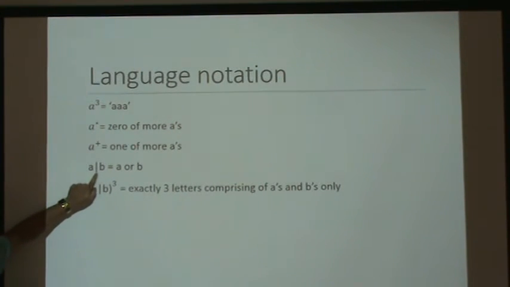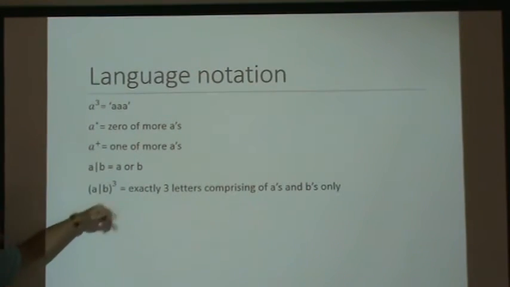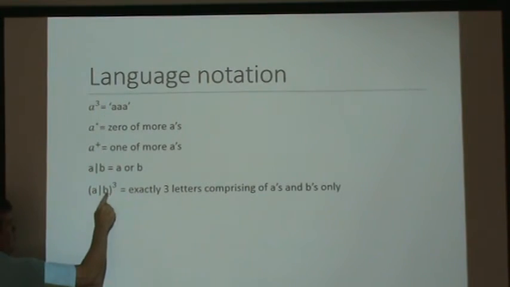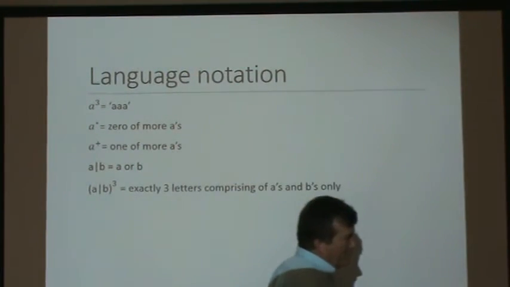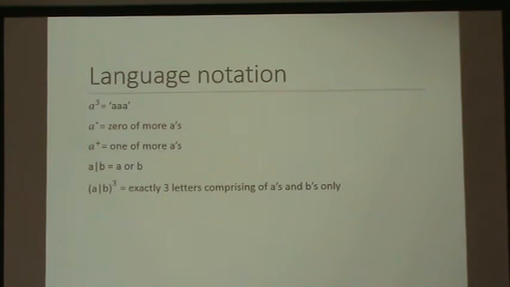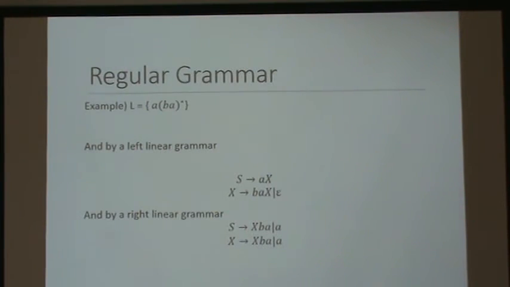We could use the or symbol, so this means that the next letter to appear in your word is either A or B. So then we could put brackets around A or B and put a 3 up here, and then this is any combination of 3 letters that are any combinations of A's or B's. So it's exactly 3 letters and any combination of A's or B's would be carried. Okay.